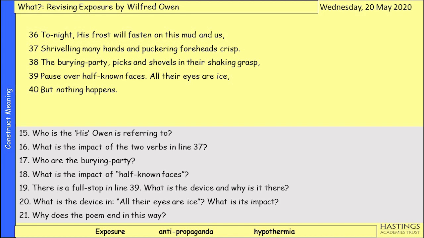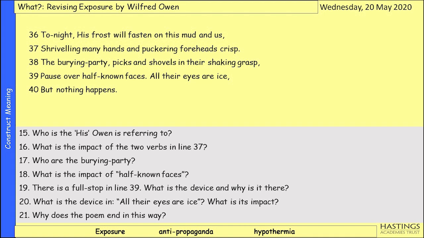The device is a metaphor. Their eyes being described as ice could refer to the dead soldiers not having any trace of life left within them. Their eyes can no longer see. They've gone. This could be a literal interpretation too, as the dead bodies would have frozen in the winter months. Finally, you could interpret this as the burying party's eyes. They are so used to death that they have become numb.